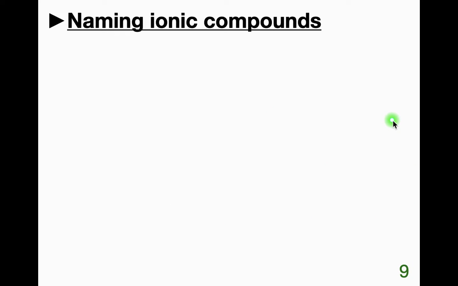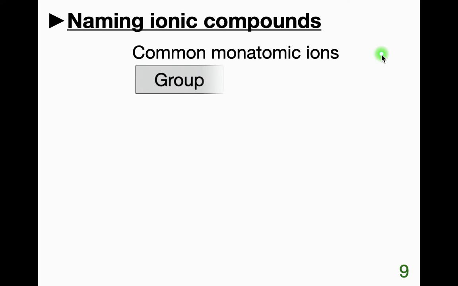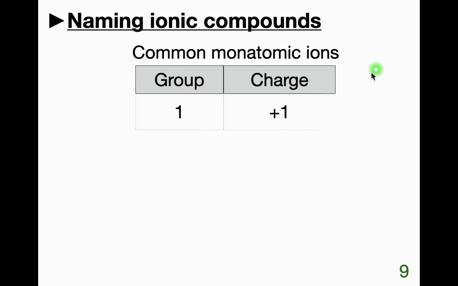Naming ionic compounds. So you had a lot of this last year, so hopefully this will come back to you. We're not going to hit it nearly as hard, but you are responsible for it. Common monatomic ions. Monatomic means there's just one atom that has gained or lost an electron. So group 1 will lose 1 electron. Group 2 will lose 2. Group 13 will lose 3.